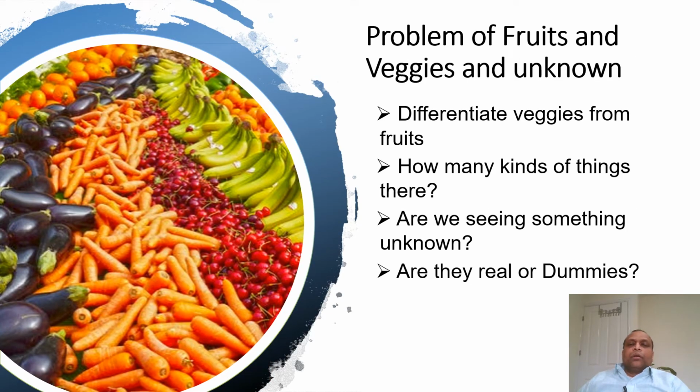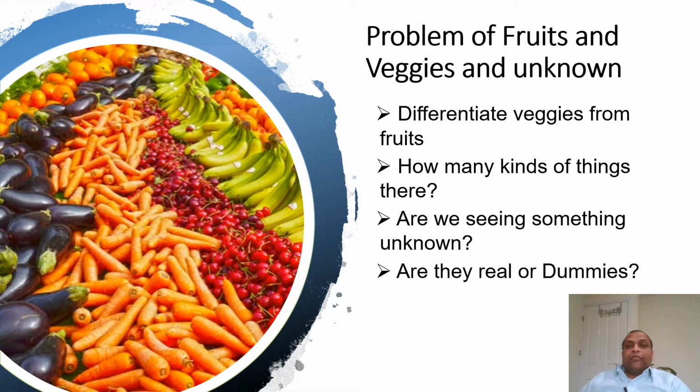So let us think about a supervised algorithm. Let us look at the properties. In the picture beside, you see a number of things there. There are bananas, there are brinjals, there are tomatoes, there are berries, etc. So, how are you going to differentiate veggies from fruits? How many kinds of things are there? Are we seeing something unknown? I mean, do we have a fruit which is unknown to us? Do we have a veggie which is unknown to us?